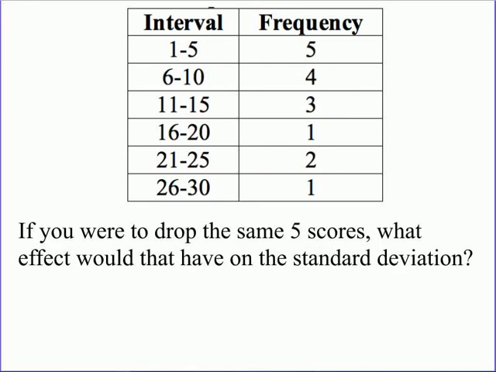So let's look at this one. If you were to drop the same 5 scores, what's that going to do to the standard deviation? This standard deviation is like how much something varies from the mean. Okay? And so with standard deviation, you see a lot of that with the bell curve. Okay, like here's your average, and then the standard deviation is how much something goes to the left and to the right. Okay?